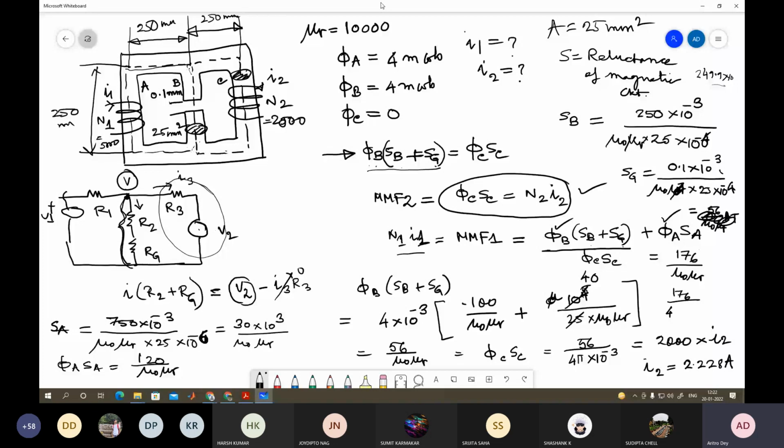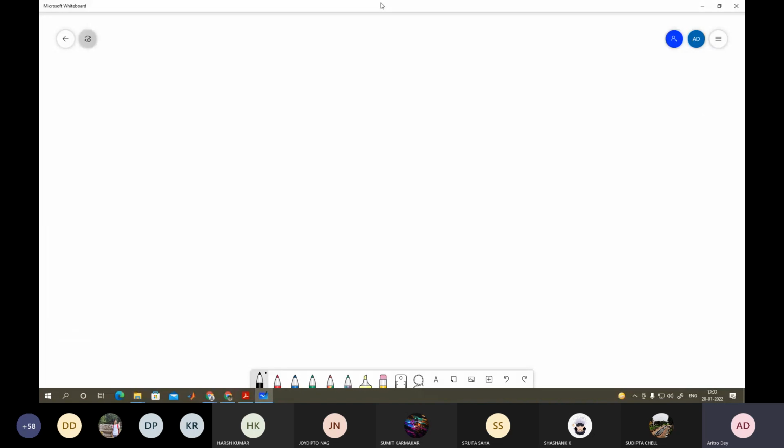So this is how you can solve a problem when you have two coils together. Okay. So let us now take a problem where the mu r is not specified, but we are given a table. In that case, how can you solve it? Then your solution approach will be a bit different. Let me show you.